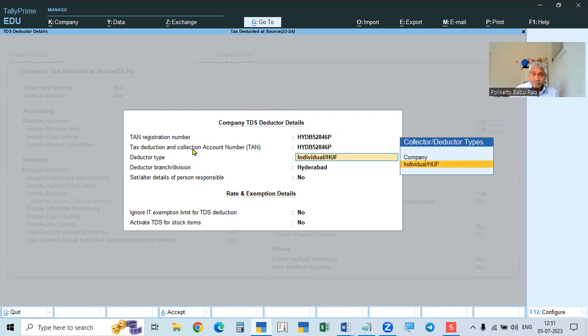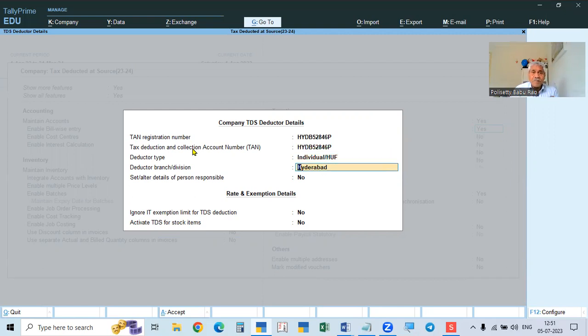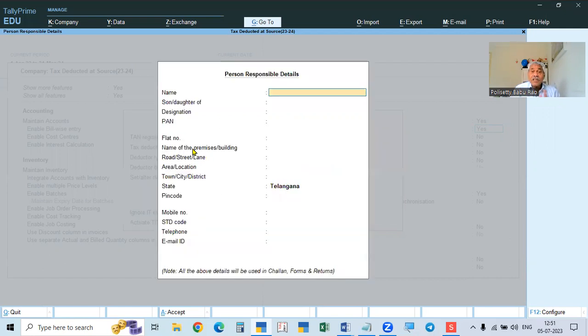So ours is the individual, and then our branch, and then the person responsible. The person who is deducting the money and paying the taxes is responsible. Generally the proprietor, or any partner, or the accountant will do it. So the person who is responsible for that, these details are to be given here.